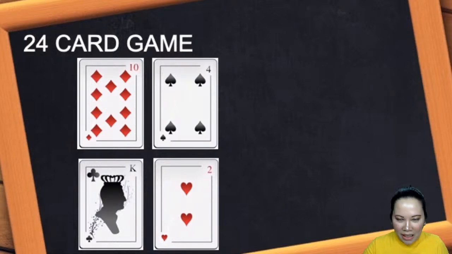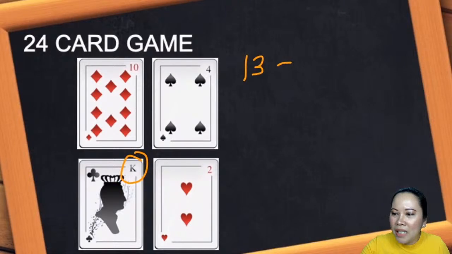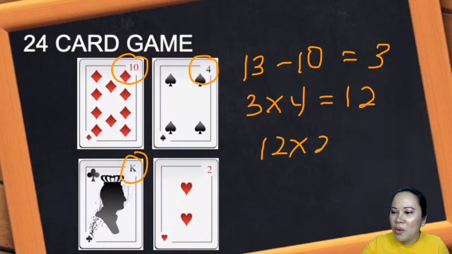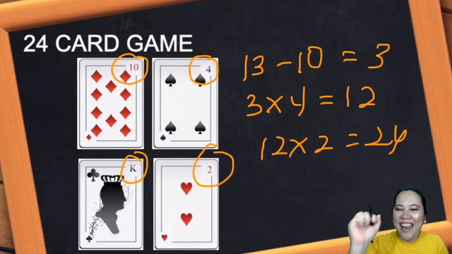All right, Maha Blanca, let's see. 13 minus 10 is 3. 3 times 4 is 12. 12 times 2 is 24. Yay! Well done!